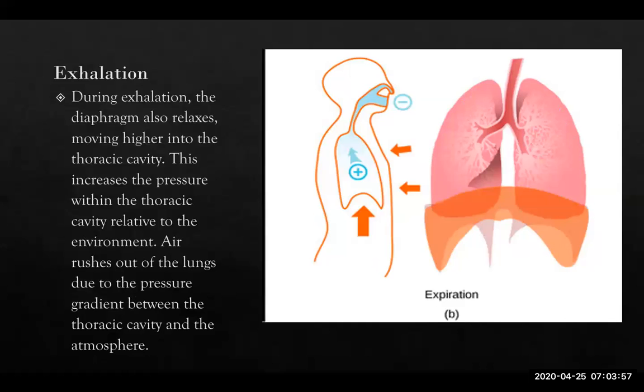During exhalation, the opposite happens. Your diaphragm relaxes, moving back into its dome shape that it normally is in, which will bring it higher into the thoracic cavity. So your thoracic cavity will become smaller. This increases the pressure within the thoracic cavity because it's becoming smaller. So air will rush out of the lungs due to the pressure difference because it'll rush to a place where there's less pressure. So that's what happens during exhalation.